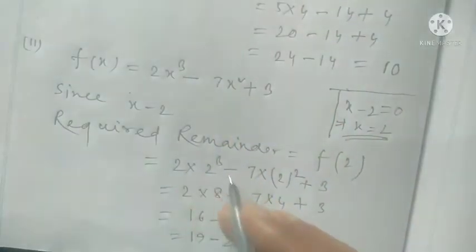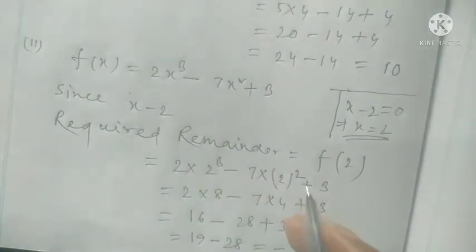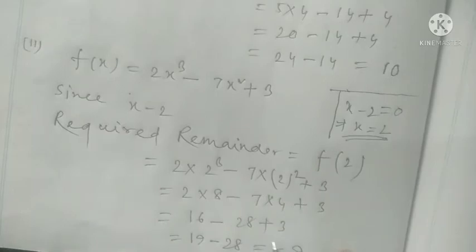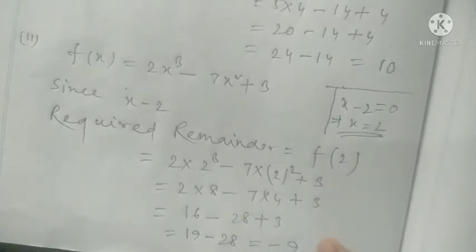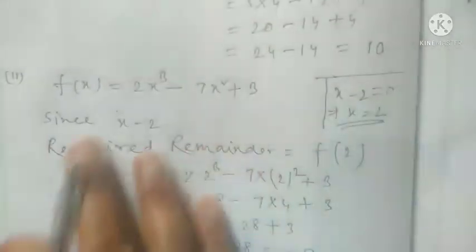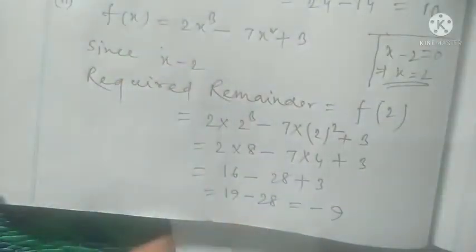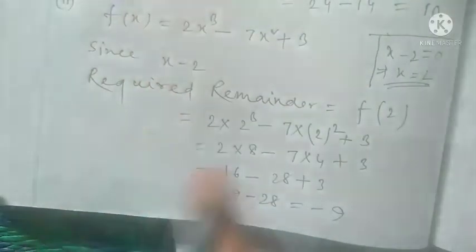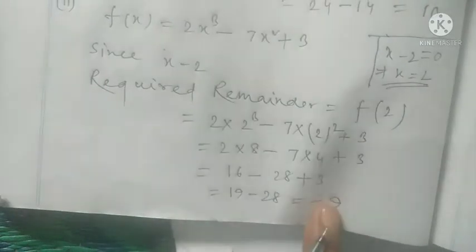Then you get 2 into 2 cubed, that means 8, and 2 squared means 4. Then 7 into 4, plus 3. If you multiply 8 by 2, it's 16, and 7 into 4 is 28, and 3 will be here. So 19 minus 28. If you subtract 19 from 28, then you get minus 9. So minus 9 is the answer of this equation. If you divide this function by x minus 2, your remainder will be only minus 9.